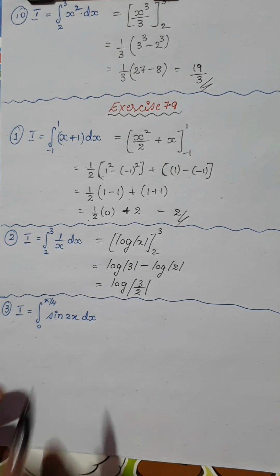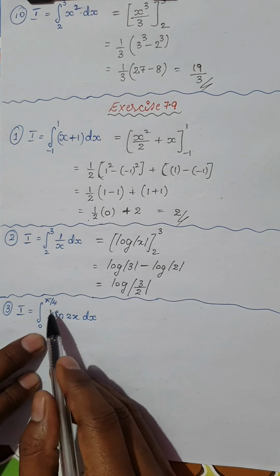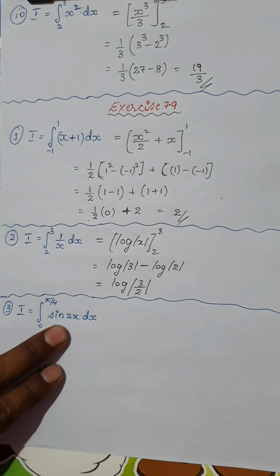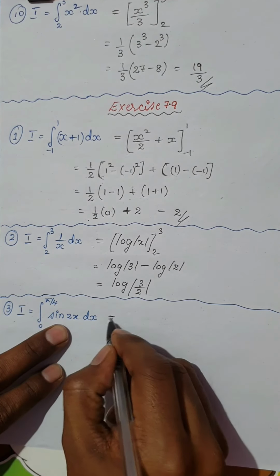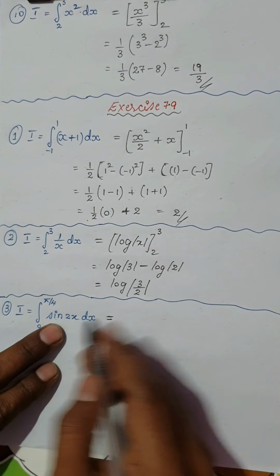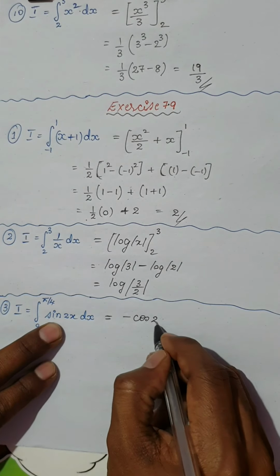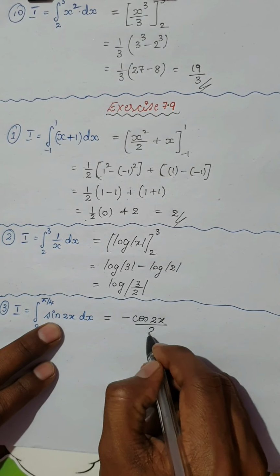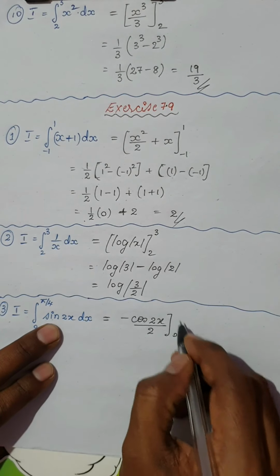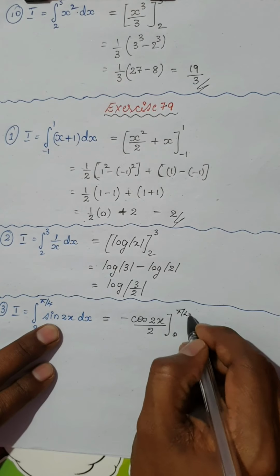The third integral is integration between 0 to pi by 4 of sin 2x dx. Now we all know integral of sine is nothing but minus cos. So integral of sin 2x is minus cos 2x divided by 2 within the limits 0 to pi by 4.